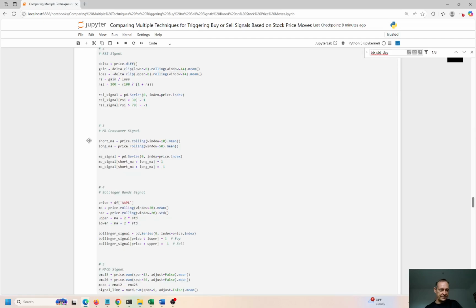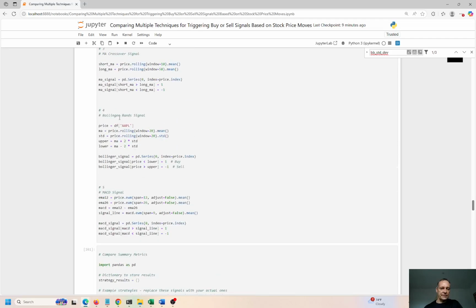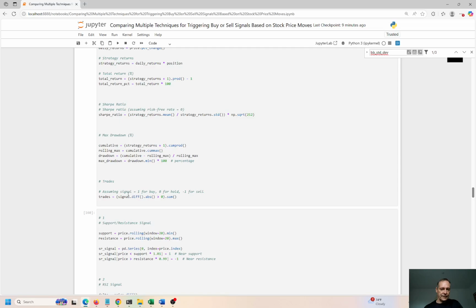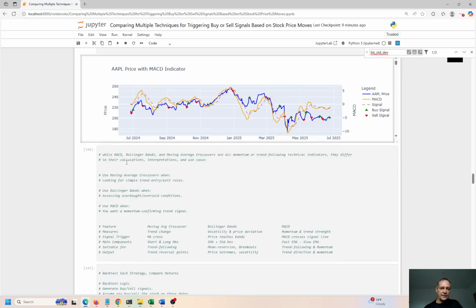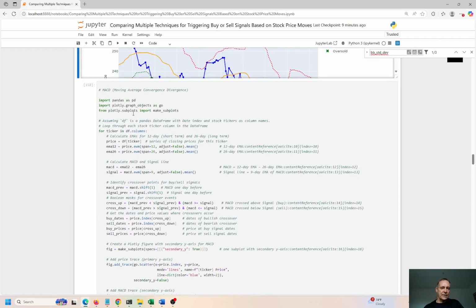Okay, so now this is a fourth strategy. So we had relative strength, support resistance, relative strength index, moving average, Bollinger Bands. Let's move on to the fifth strategy here. Right here, MACD, moving average convergence and divergence.